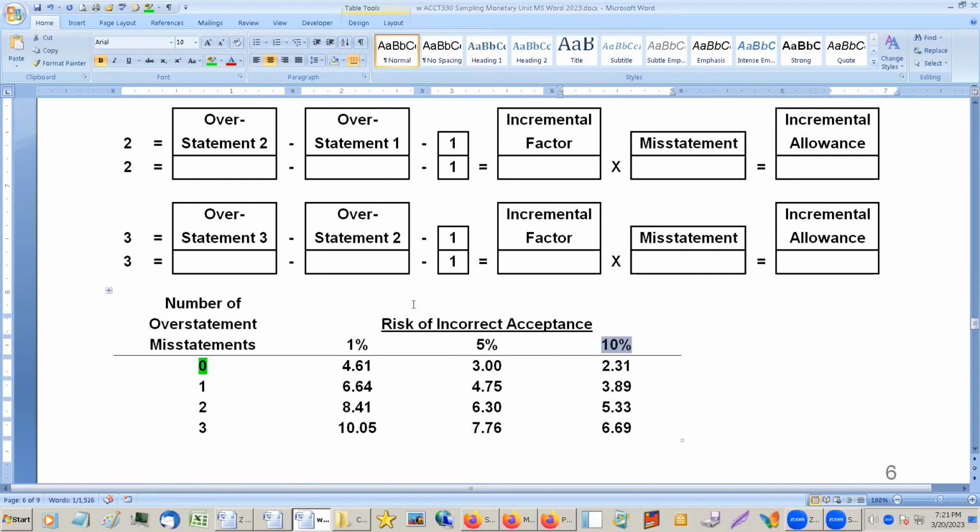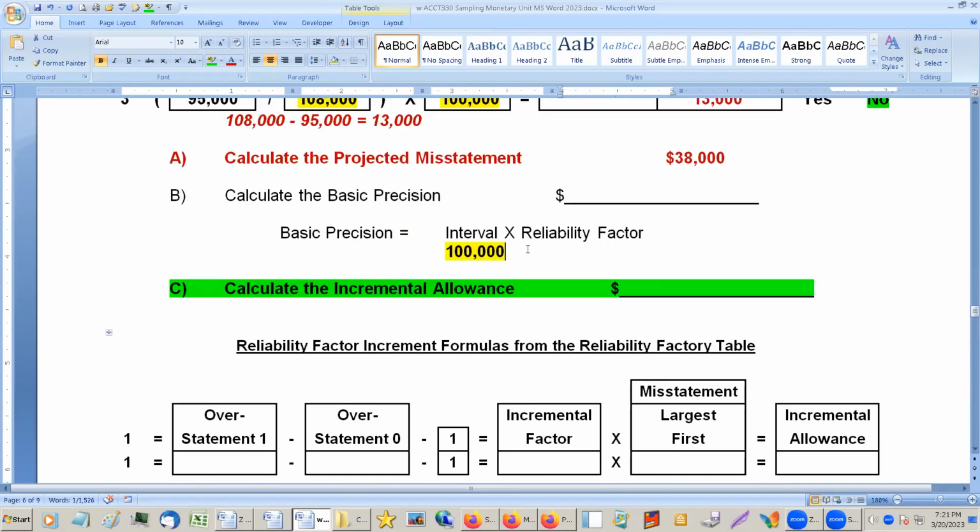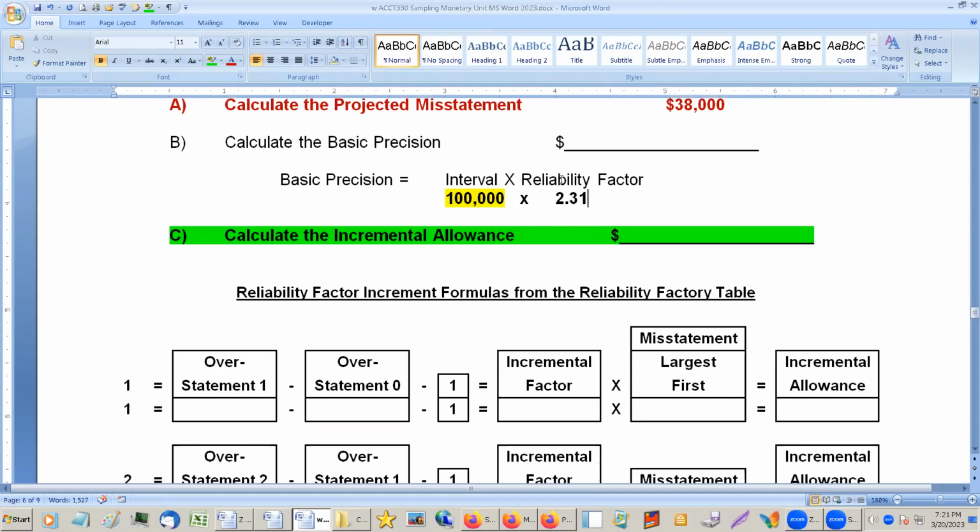I don't have the title on this thing. They cut off too much of it. Okay, so 10% at 0. Again, this is if we didn't have any misstatements. There's still a possibility that this would be off by some amount. So 2.31 is what we multiply by, and that will equal our basic precision of 231,000.